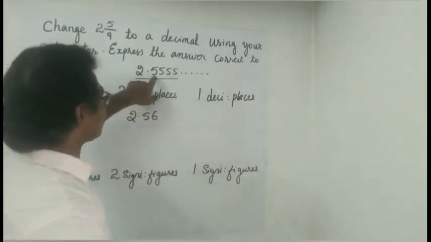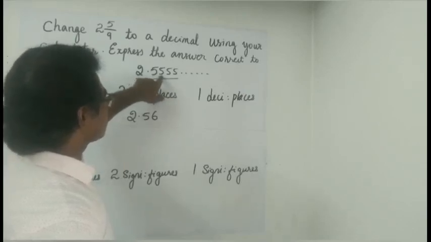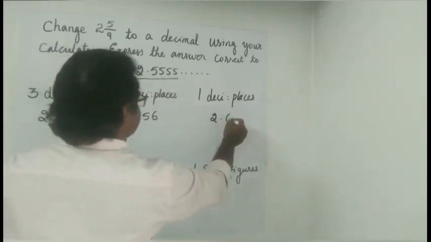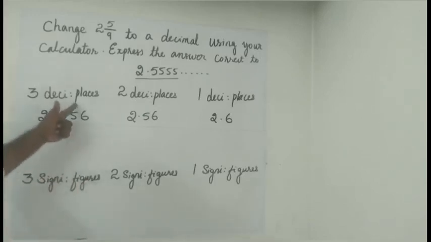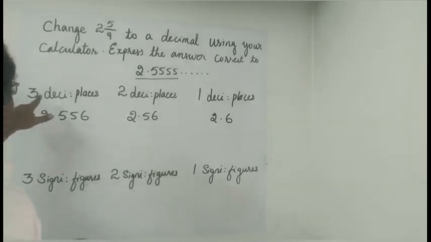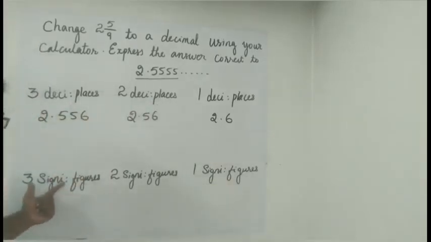Next, 1 decimal place. So you have to focus on 1 digit. After 1 digit, there is 5 here. So add 1 to this number. So what is the answer? 2.6. Isn't it? Next, 3 significant figures. This is entirely different from decimal places, so don't get confused. Let's watch this one. Here are the decimal places. Here are the significant figures.